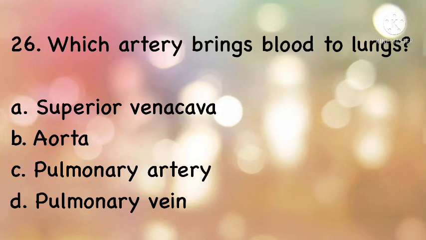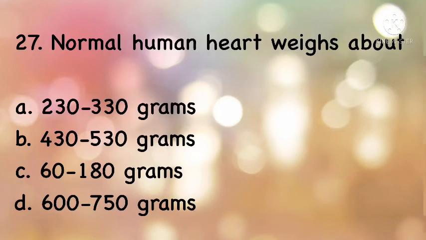Which artery brings blood to lungs? Superior vena cava, aorta, pulmonary artery, pulmonary vein. Correct answer is C, pulmonary artery. Normal human heart weighs about: 230 to 330 grams, 430 to 530 grams, 60 to 180 grams, 600 to 750 grams. Correct answer is A, 230 to 330 grams.